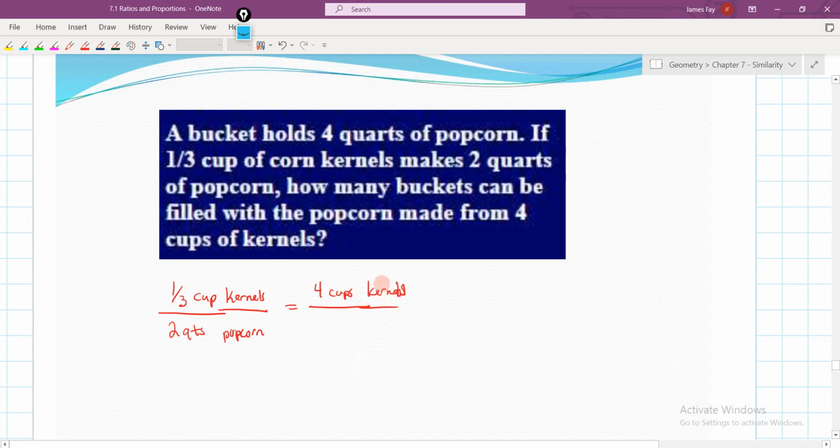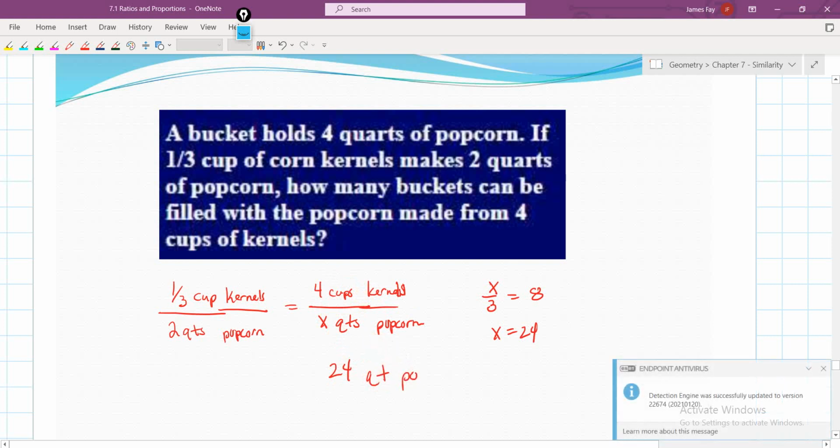Okay, so what I'm looking for here, I don't know this denominator right now, but this denominator, if I think about it, has to be the amount of quarts of popcorn that can be made out of these 4 cups. So the way we're going to do this is we're going to cross multiply. I get x over 3, I'm going to multiply these, is equal to 2 times 4, so I get 8. So x will be 24. Okay, so that means 4 cups of kernels are going to provide me with 24 quarts of popcorn.